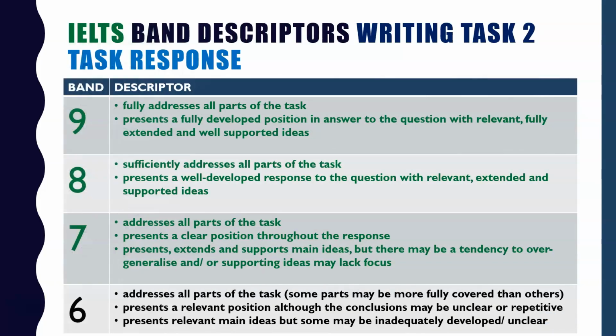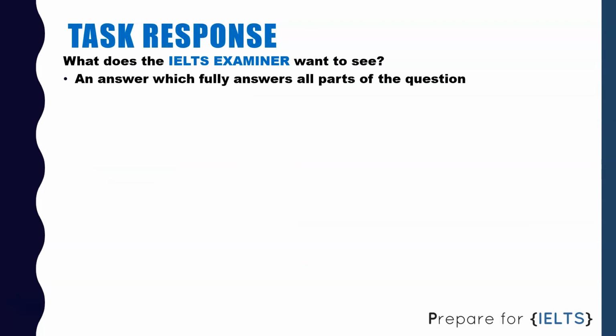So moving on to task response, this is the first of the 4 areas that the examiner is looking at. These are the band descriptors which the examiner is using, but don't panic, you don't really need to understand those, you need to understand the question. So what actually does the examiner want to see? And firstly, they want to see an answer which fully answers all parts of the question, or all parts of the questions if there are 2.